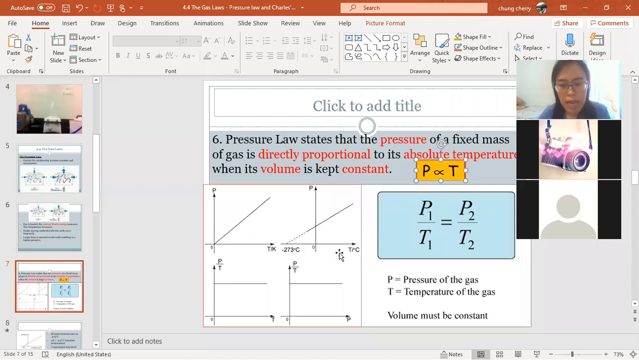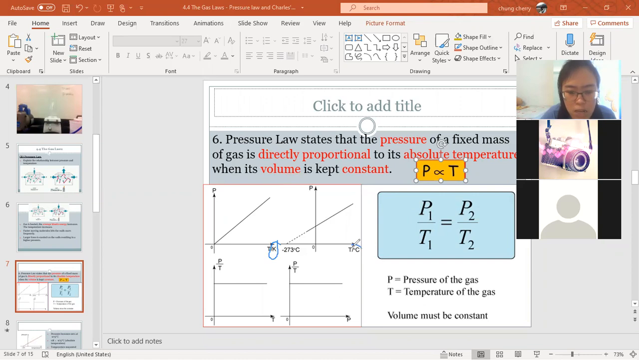So this graph is also a graph to represent the pressure law. If it's pressure and you see the temperature here is measured in what? In Kelvin. So that's why you will get a straight line graph passing through the origin.